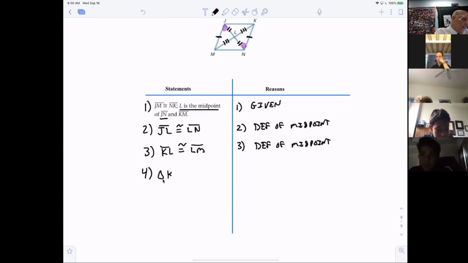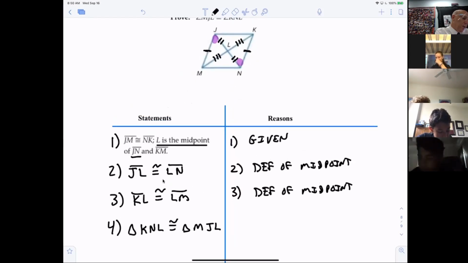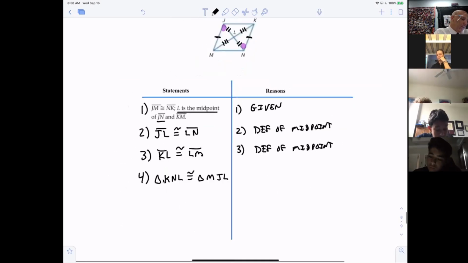All right, hold on. KNL is congruent to triangle what? MJL. I forgot that triangle. Oh, no, I didn't. So let's see if he's right. KNL. So it's going 1 to 2 to 3. MJL. Yeah, wow. Morty actually got something right. Good job, Morty. Why is that, Morty? Side, side, side. Brilliant.